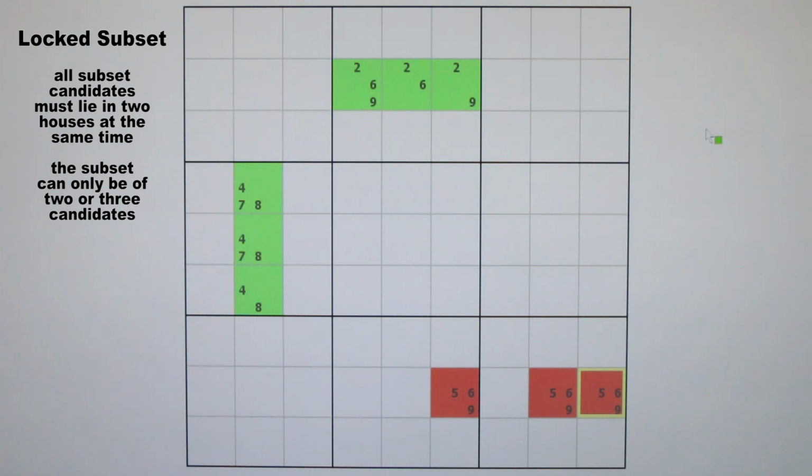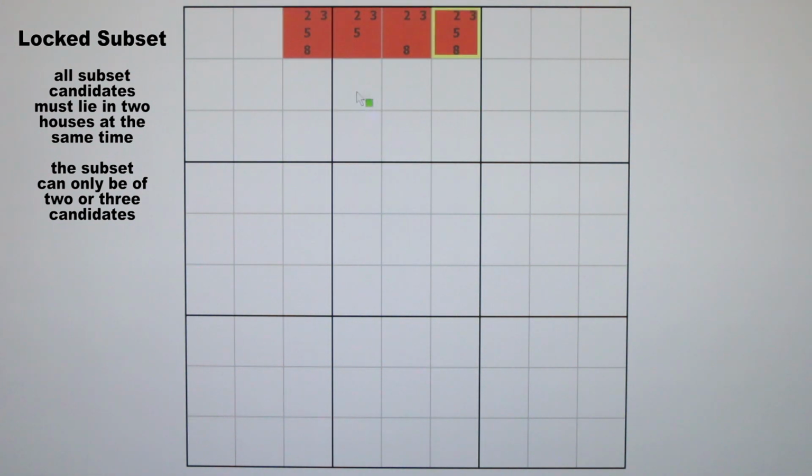Now let's see why a locked subset, according to this definition, can only be 2 or 3. Let's try to do it with 4. It can't be, because in order to be in 2 houses at the same time, there's not enough room to put all 4 candidates. Like here we have 2, 3, 5, and 8. That's a naked quad. But this cell is outside of the block, so you can't get 4 candidates in those 3 cells and still have it be a quad. So you cannot have anything higher than a 3 as a locked subset. So locked subsets can be of 2 candidates or of 3 candidates.